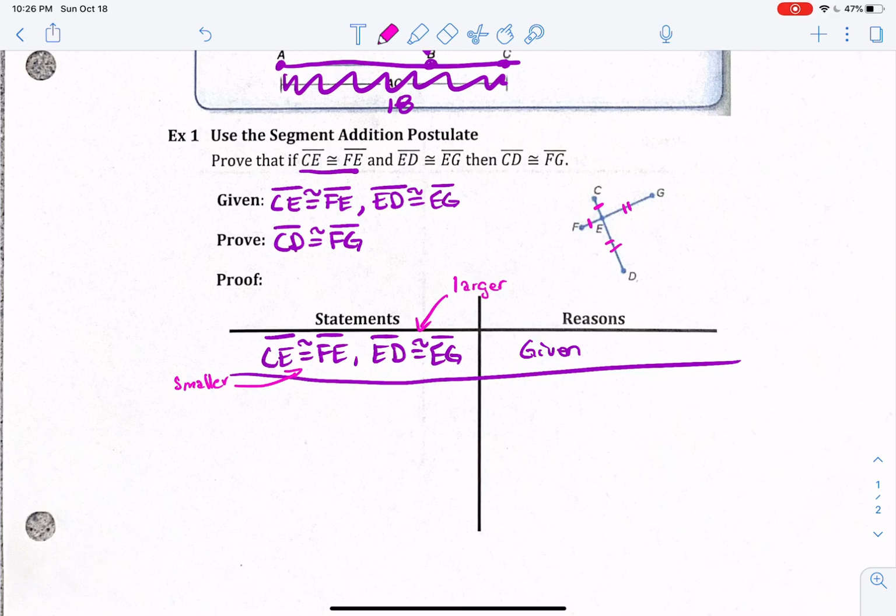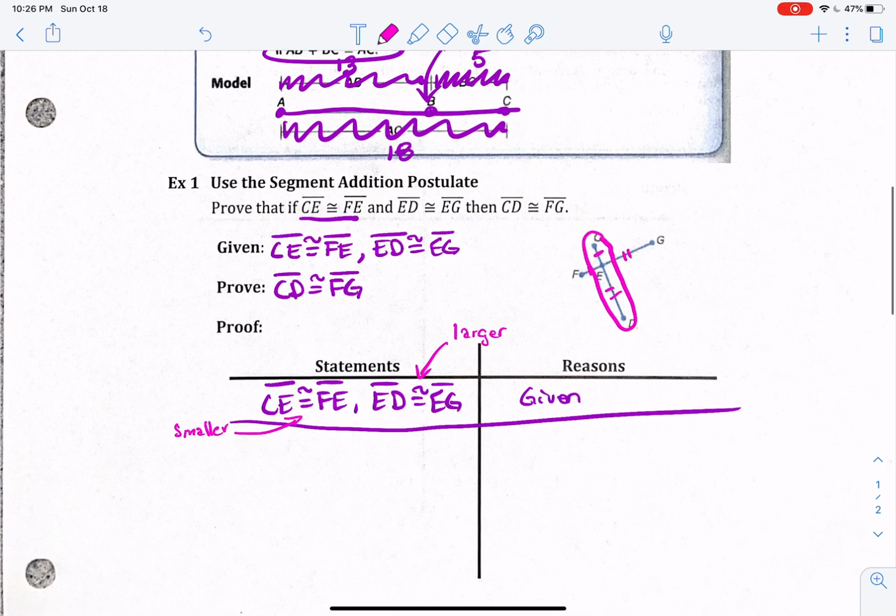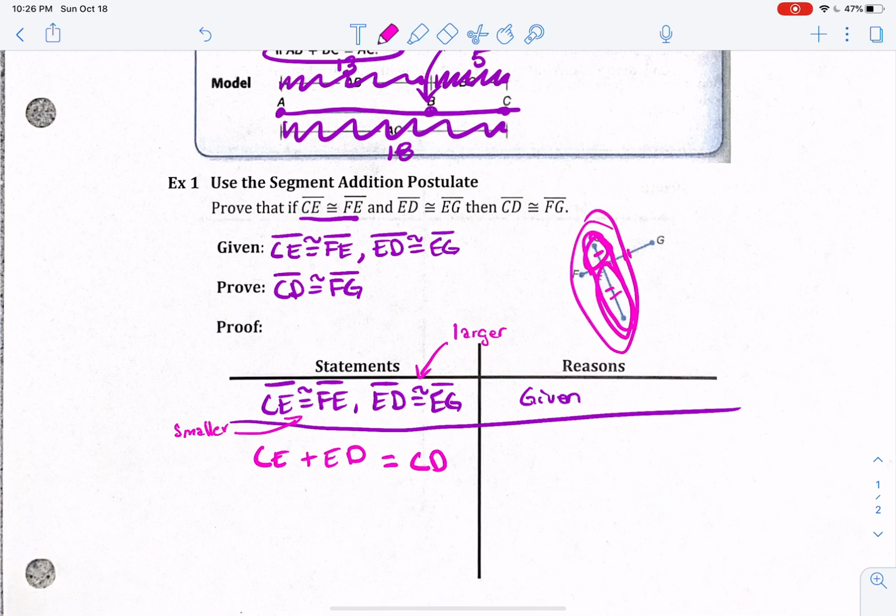So let's talk about those two smaller pieces added together. Let's talk about CE and ED. We know from the segment addition postulate that CD, the entire length, is made up of, let me go around the other direction, CD is made up of CE plus ED. That's the segment addition postulate. The smaller piece plus the larger piece makes up the entire piece.